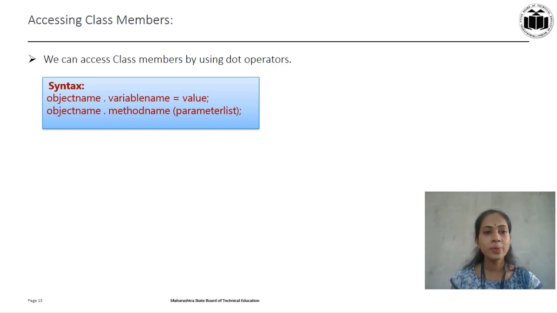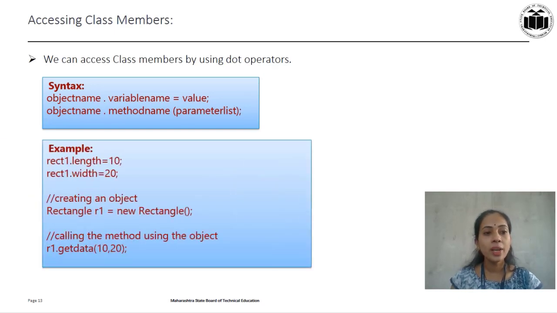Let us see this concept with the help of an example. So here rect1 is the name of the object. Length and width are the variables. I have accessed these variables by using the object name: rect1.length = 10. So using the dot operator here I am accessing the variables. In the next line, r1.getData(). So here I am accessing the method of the r1 object.